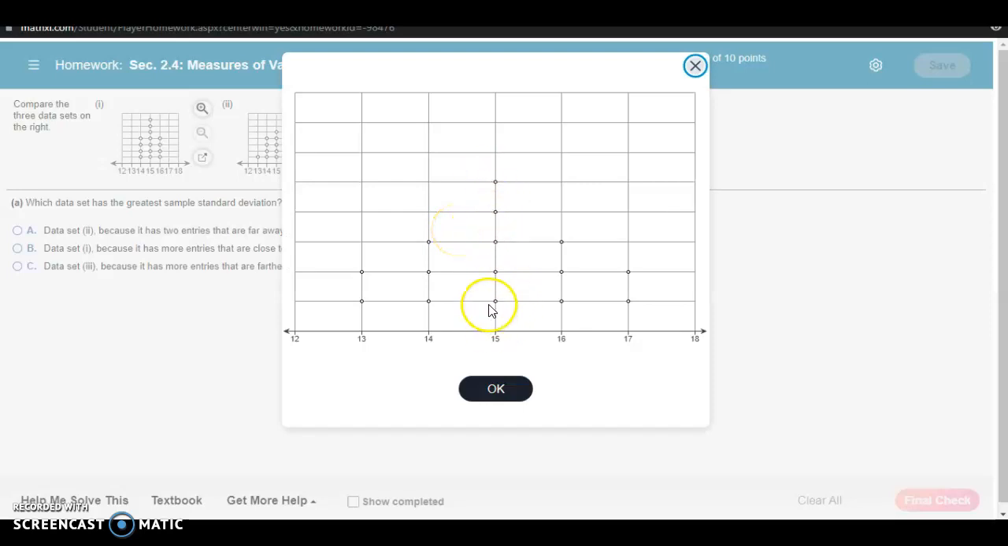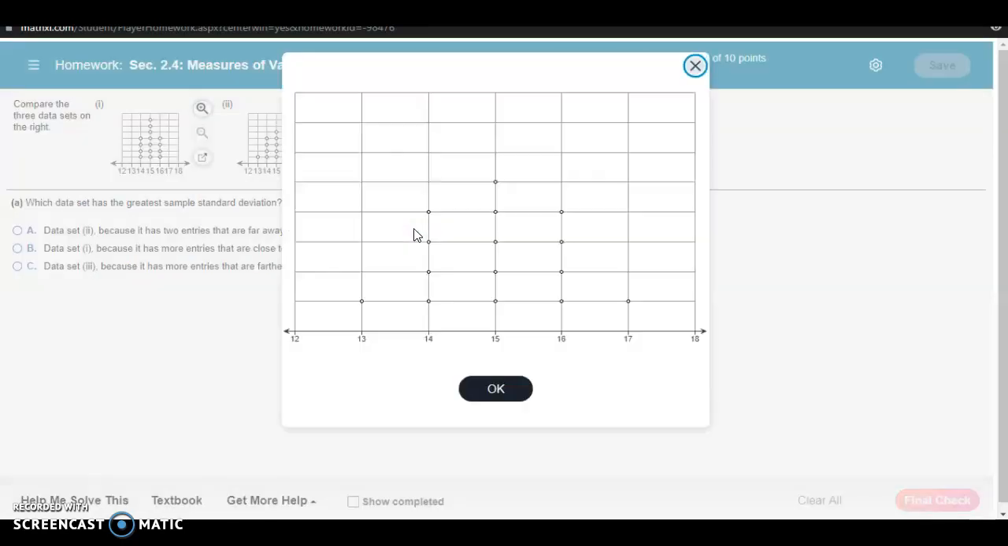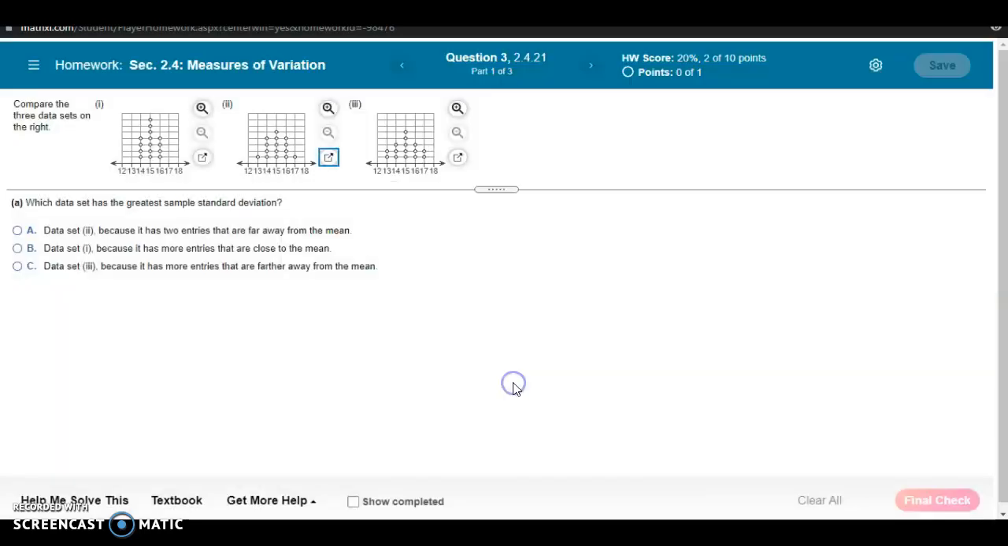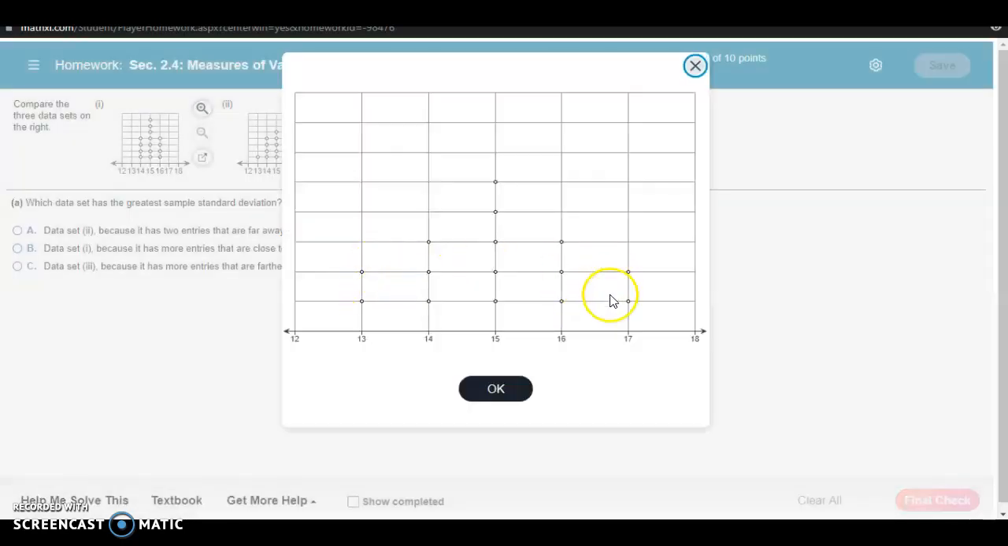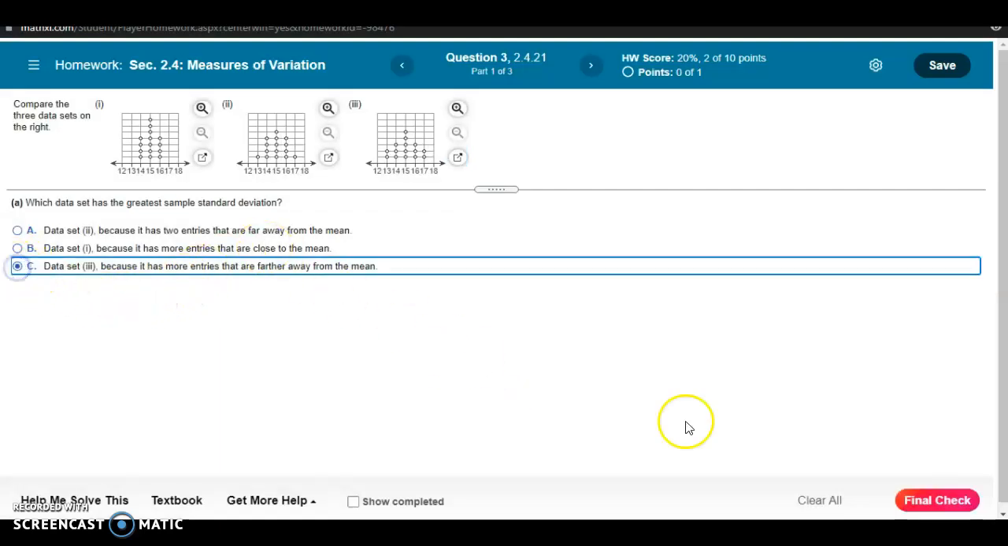Okay, so for this data set, since the graph is symmetric, the mean is going to be in the middle, which in this case is 15. And then on either side of the mean, you have 1, 2, 3, 4, 5 data values on either side of the mean. Okay, in this one you have the same number of data values on either side of the mean. However, you only have 2 that are further away. And then here you have 4 data values that are further away from the mean than the others. Okay, so it's actually going to be graph 3 that has the higher standard deviation.